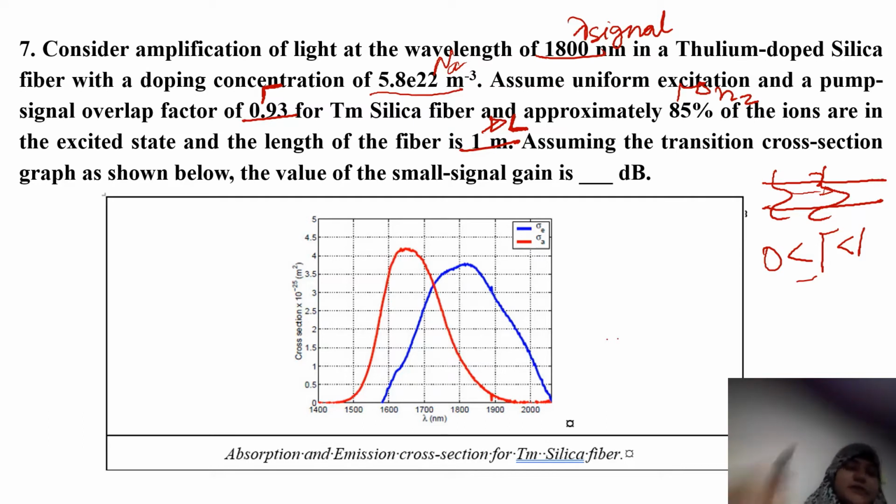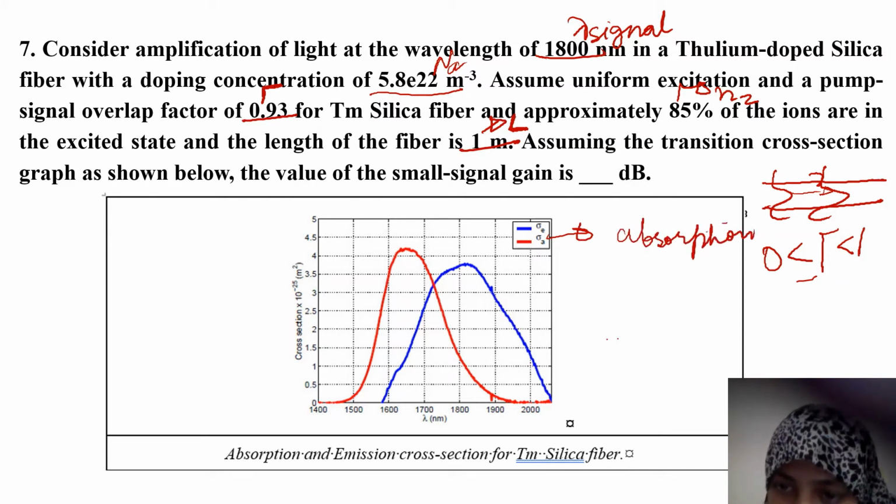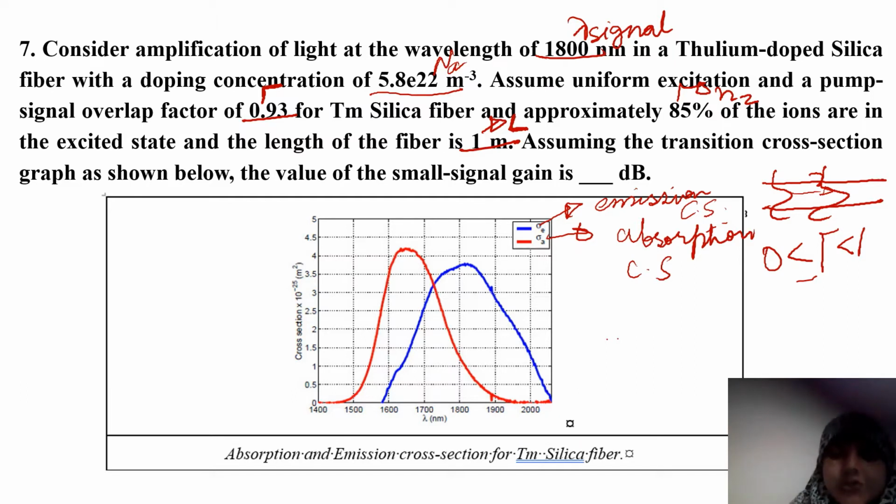So from this graph, what information does this graph tell us? It tells us about the cross section. That is a transition cross section, which includes the absorption. This is the absorption cross section, that is the red is sigma A, and let's say I'll write CS, and this blue is the emission cross section. So the blue is emission cross section, the red is absorption. This is sigma E and this is sigma A.